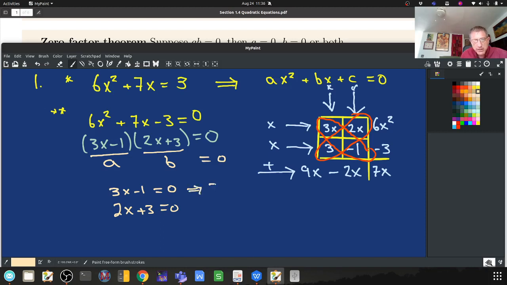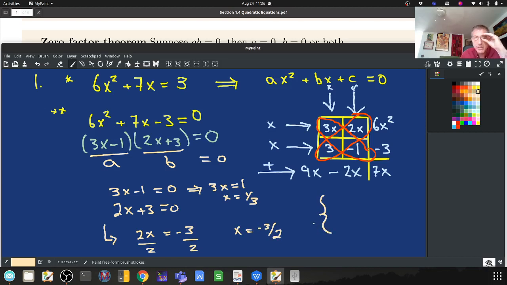So this is the same as 3x is equal to 1, which gives me x, divide both sides by 3, is equal to 1/3. Down here, this is the same as 2x is equal to minus 3. Then divide both sides by 2, that gives me x is equal to minus 3/2. So our solution set, we have two solutions, and that's many times the case with quadratic equations.